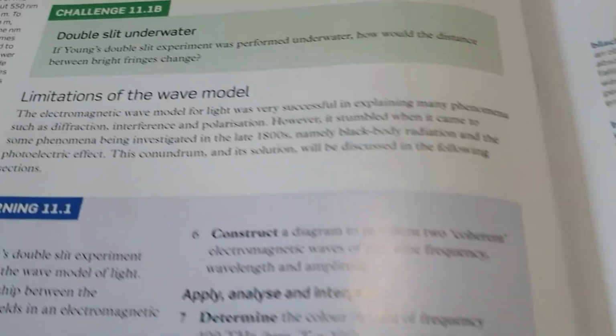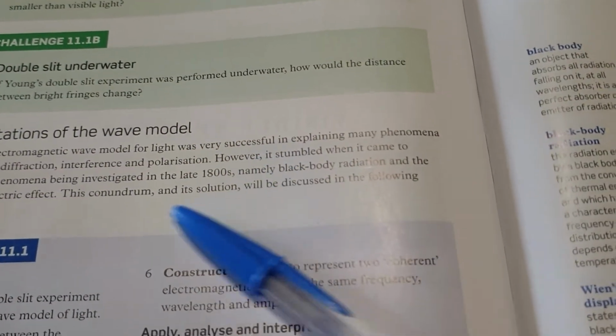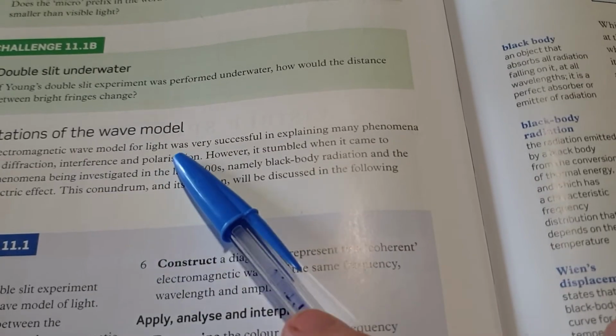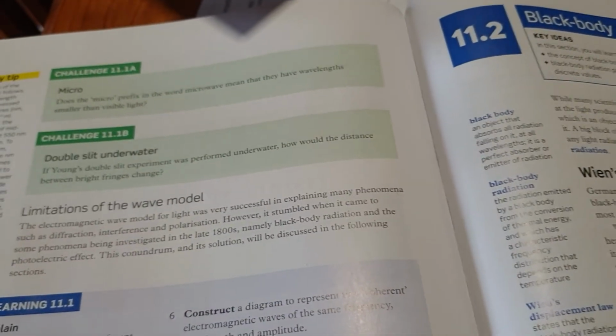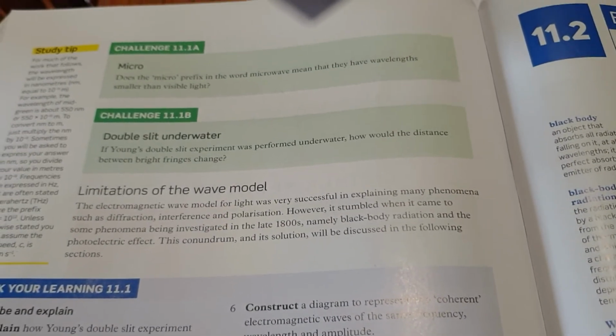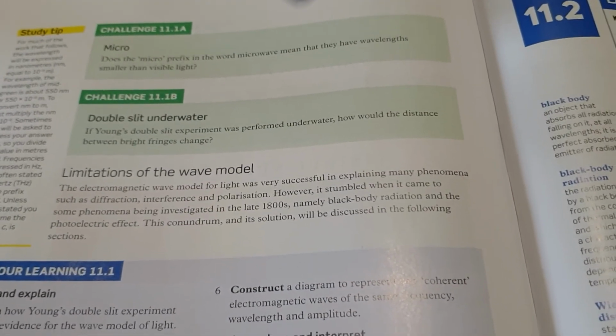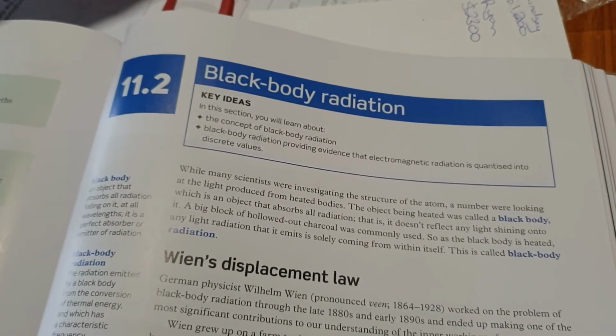So our wave model explains many phenomena such as diffraction, interference, polarization, but these other phenomena that we're about to get onto do not fit with the wave model. So that's when we start looking at the particle model. The first one of those is black body radiation.